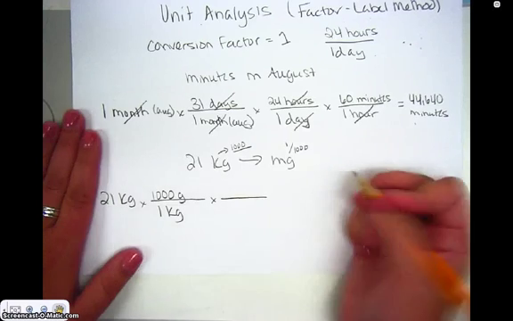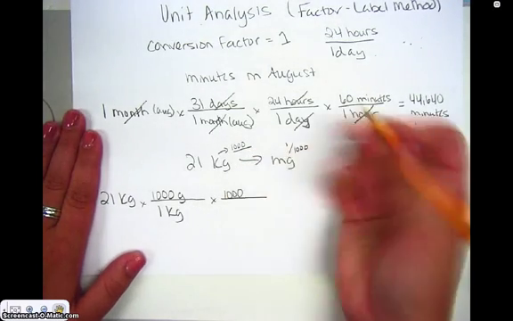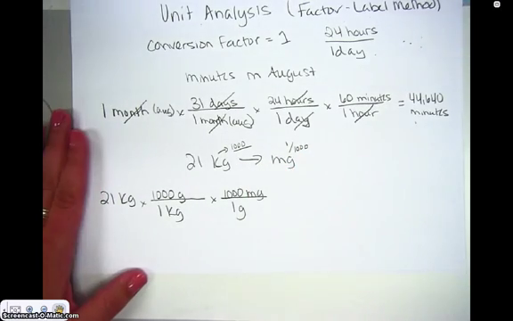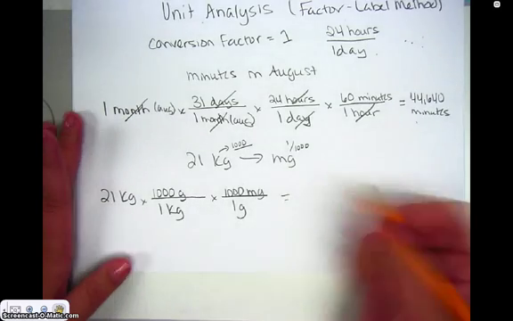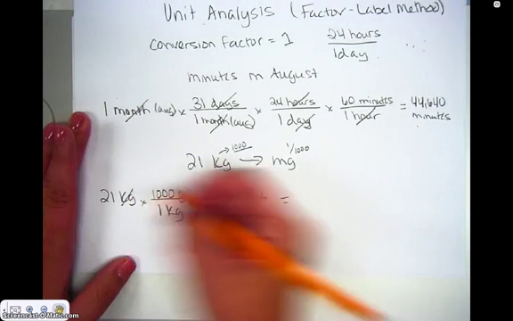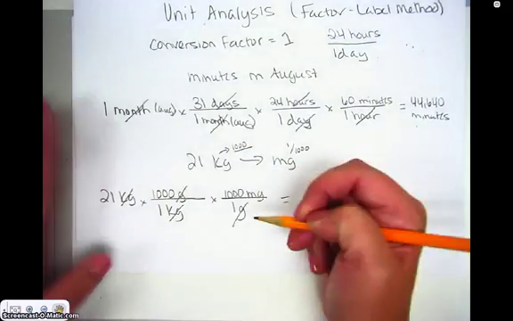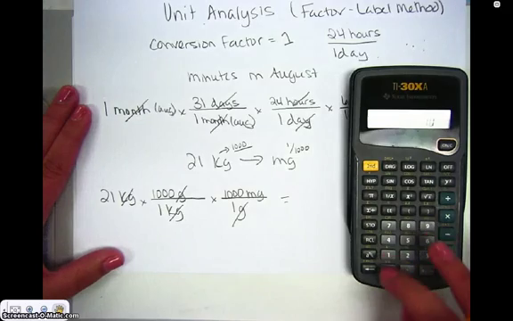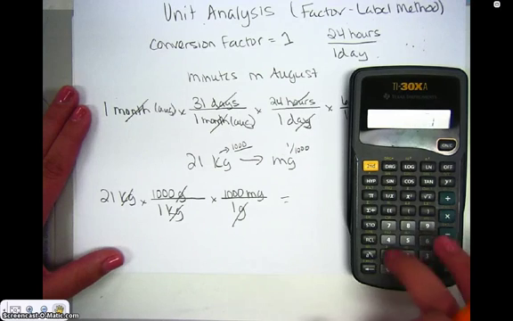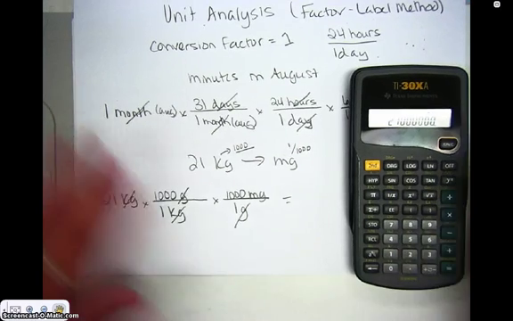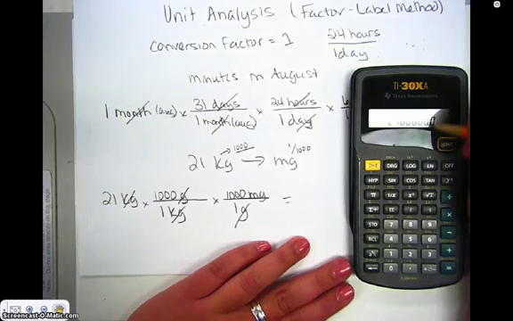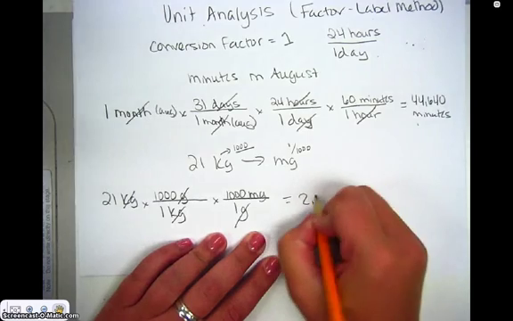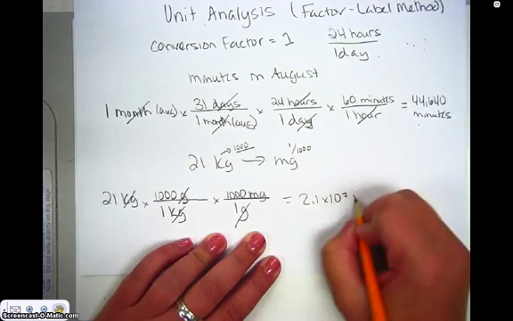There are 1,000 milligrams in every 1 gram. Again, what I'm putting on the bottom, I want to cancel out. So kilograms will cancel, grams will cancel, and if I multiply through the top, that will give me the number of milligrams. So 21 times 1,000 times 1,000, and let's put it in scientific notation: 1, 2, 3, 4, 5, 6, 7. So 2.1 times 10 to the 7th milligrams.